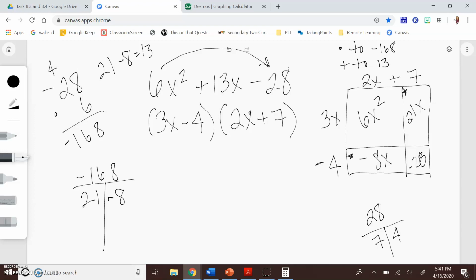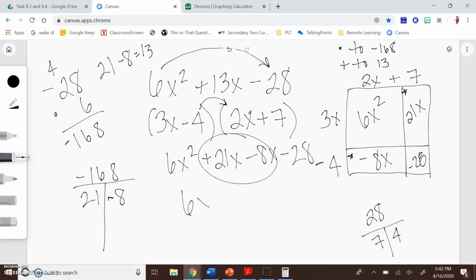When we FOIL that out, we get 3x times 2x is 6x squared. 3x times 7x is positive 21x. 4x times 2x is 8x, and that's negative, and then minus 28. So when I combine these, I get what I started with, 6x squared plus 13x minus 28.